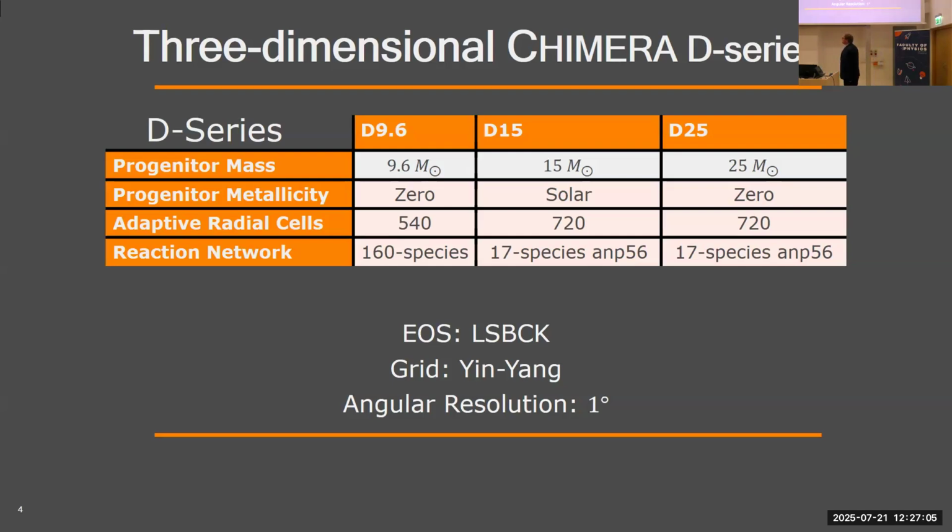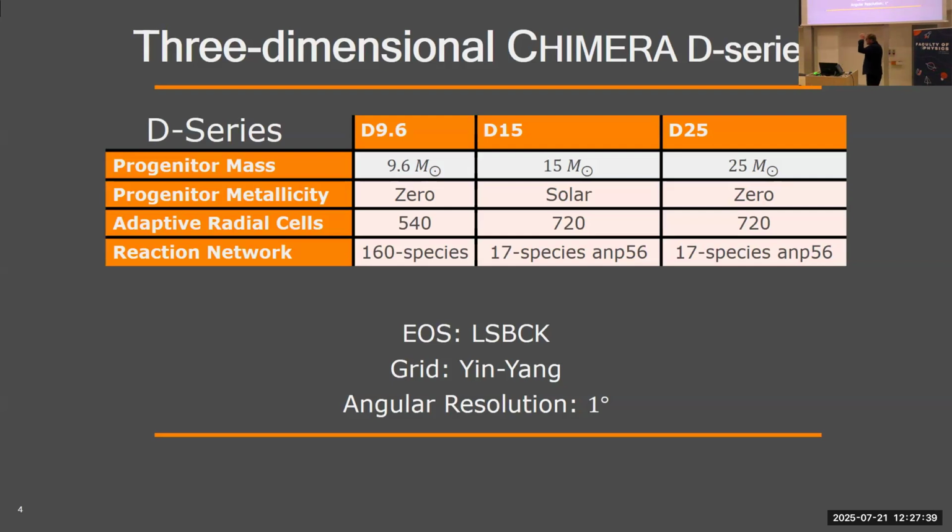of 1 degree. Likewise, one last difference, the less massive star had a large nuclear network, and the two larger stars had a 17 species nuclear network. But aside from that, they're run in the same way. They include the same equation of state, LSBCK, that's Lattimer-Swesty, with a 220 mega electron volt incompressibility parameter, and then the BCK EOS at lower densities.